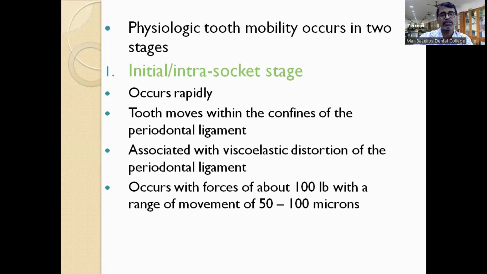Now, this intrasocket stage of mobility occurs rapidly. That is, upon application of a force, the tooth moves within the confines of the periodontal ligament space. That is, whatever is the width of the periodontal ligament space, that much movement occurs during the intrasocket stage. And this is associated with viscoelastic distortion of the periodontal ligament. Now, the forces that are required to bring about this intrasocket stage of tooth mobility is about 100 pounds, and the range of movement of teeth in the intrasocket stage of mobility is about 50 to 100 microns.